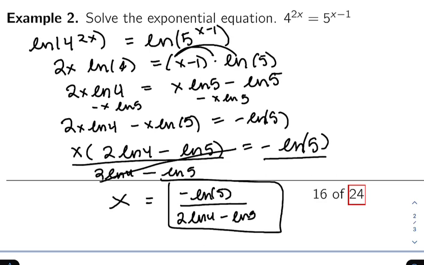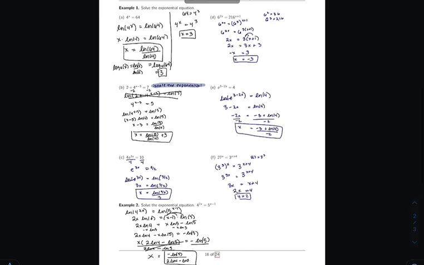Sometimes in the homework, I might ask you for an approximation, so you would have to put this in the calculator. When you do that, you want to be careful about putting parentheses around your denominator so you get the correct approximation. But in cases when you're just asked for the exact answer, this is good to go.